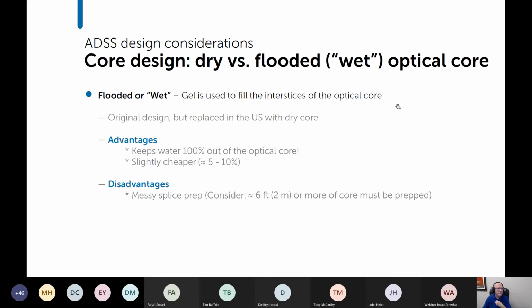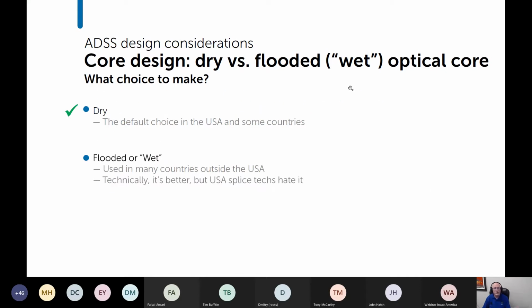Technically, let's go ahead to the next slide. What should you be doing? In an ideal world, I would say use the flooded core, but in the United States, if you tried using a flooded core, you'd probably get fired. So in the United States, dry core is really your default choice. You're just asking for trouble to use something else.